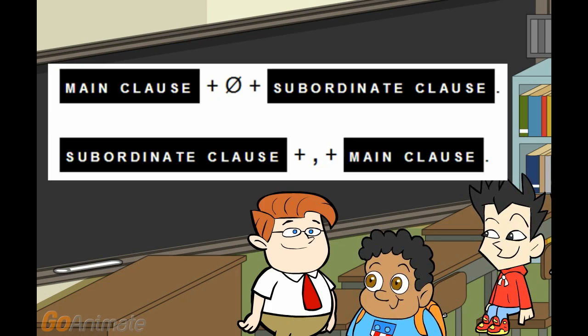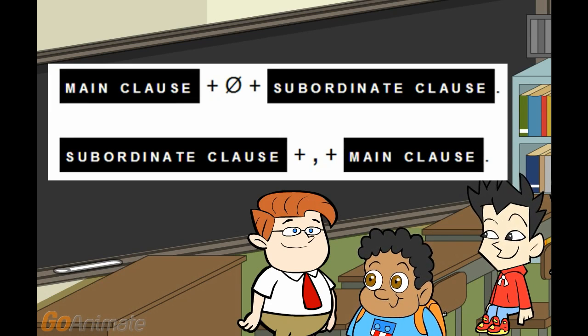Here is the summary. If the main clause comes first, there is not a comma. If the subordinate clause comes first, then we put a comma after it.